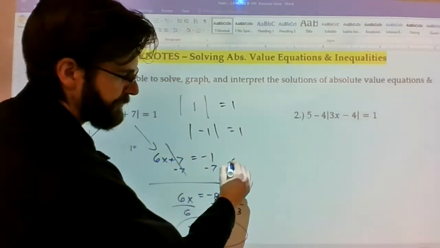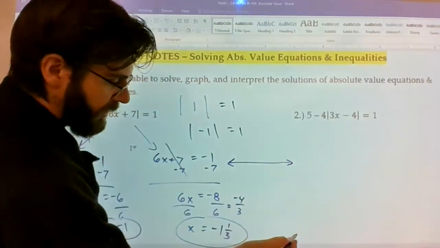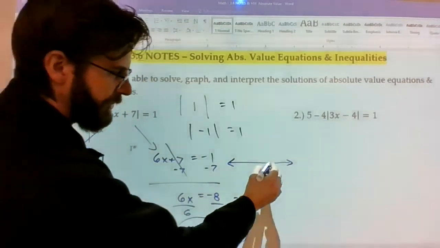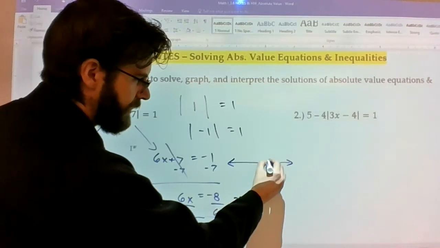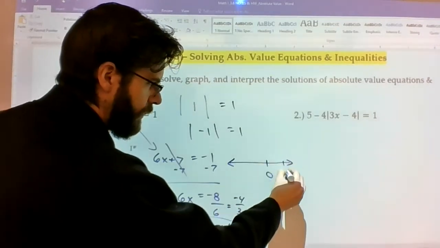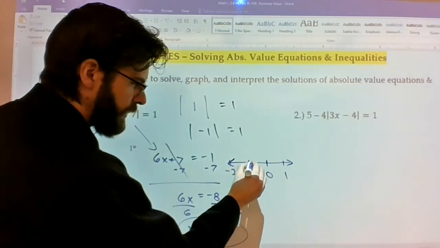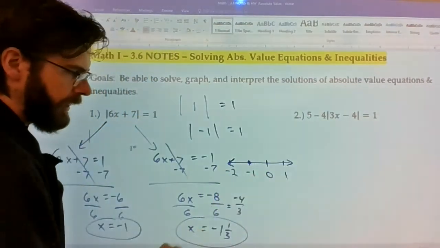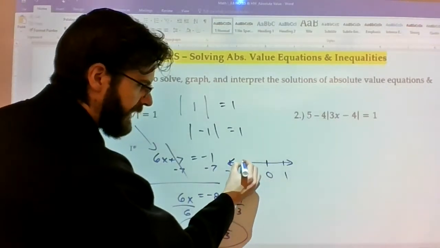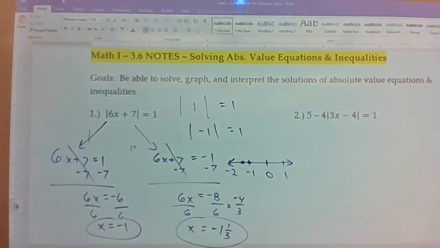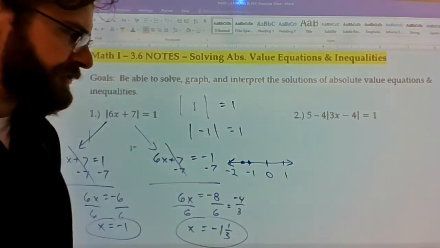Let's see, I think we have some space here. We don't need a whole lot of space. Negative 1 and negative 1 1/3 are right next to each other on the number line. So I'm going to go 0, 1, negative 1, negative 2. We're going to put a closed dot at negative 1 and a closed dot at negative 1 1/3. And then interpret the solution.